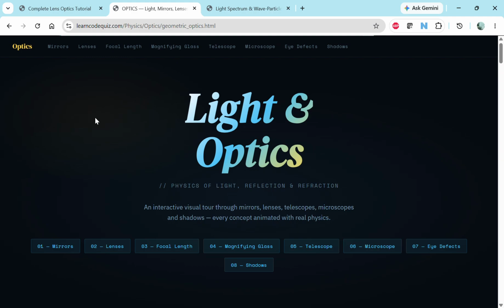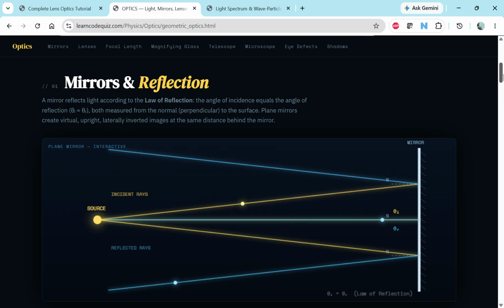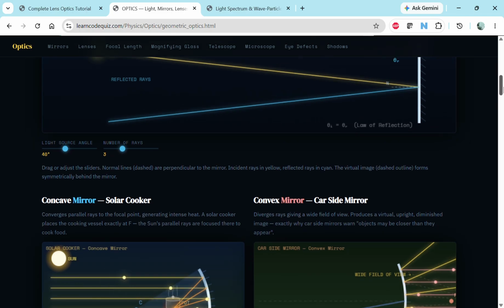Hi, friends. Today we look at a very interesting topic: light and geometric optics. Many of you are always curious about trying to understand how things work. What is the physics behind many of these things that work?